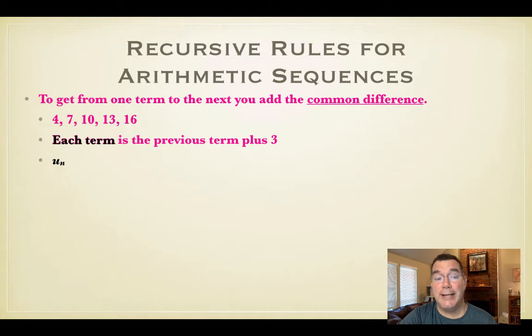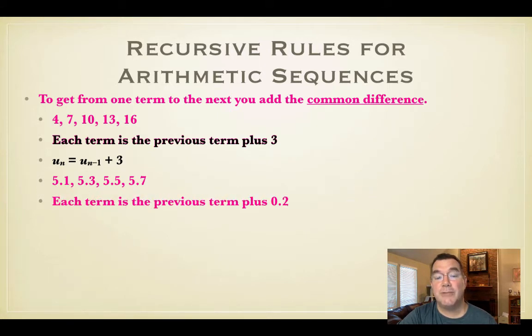So here's how I write it. Each term, which I call un, is the previous term, which I call un minus 1, plus 3. Okay, so that's how I write that. I kind of think about how I would say it in English, and then I write it using the proper notation for sequences. All right, 5.1, 5.3, 5.5, and 5.7.